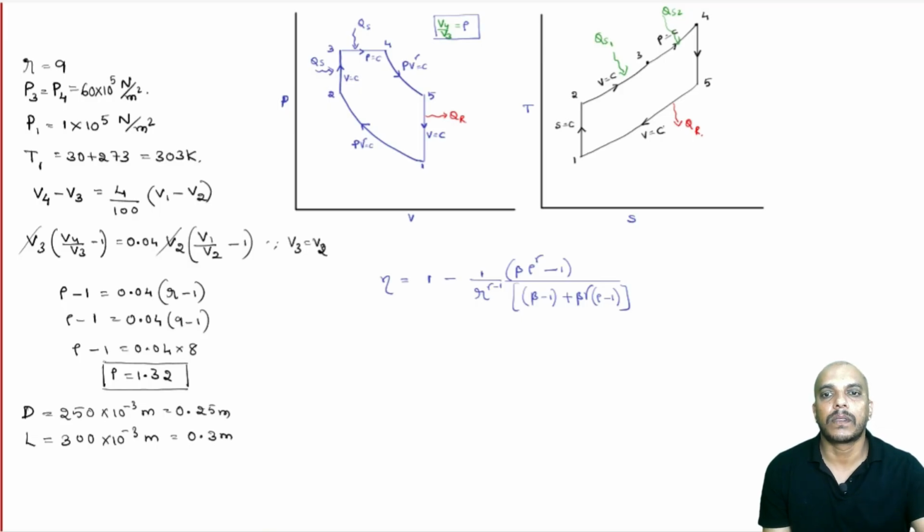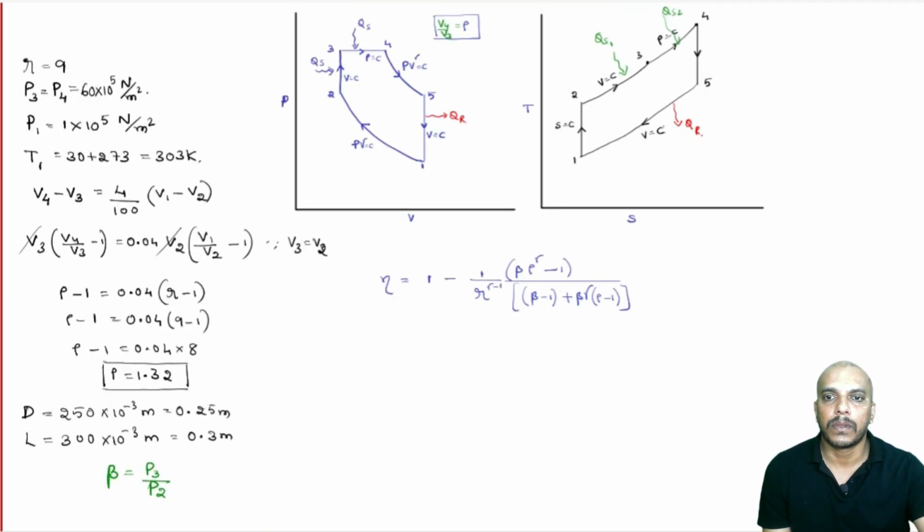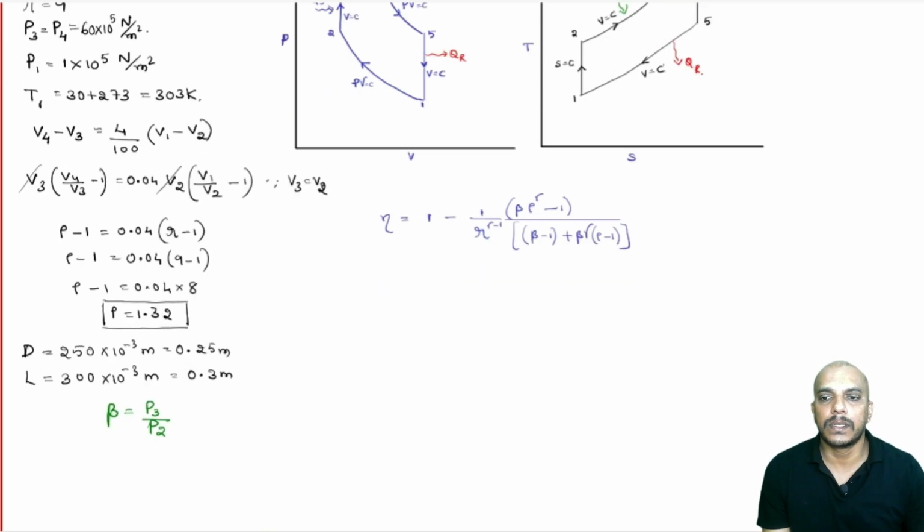Beta is P3 by P2. How can we calculate beta? One is by this method: P1 is given, I think P2 can be calculated from there, and P3 is already there. Let us go for this process 1 to 2.